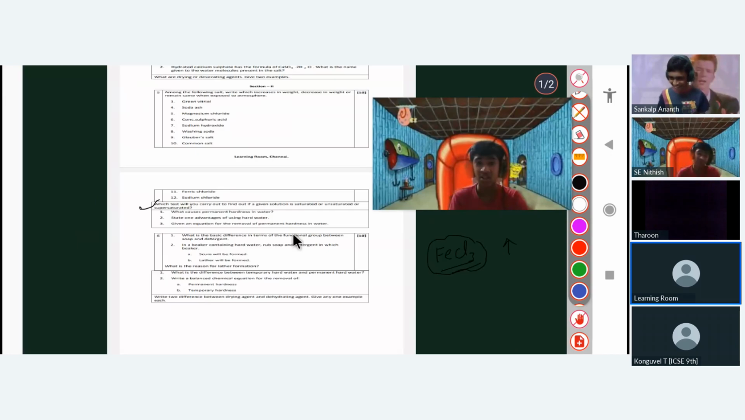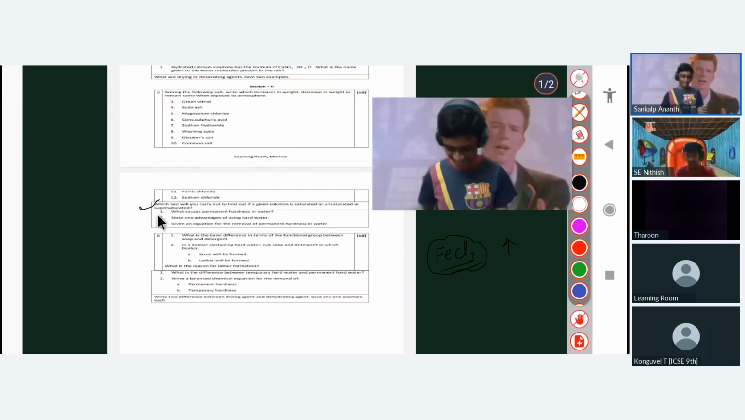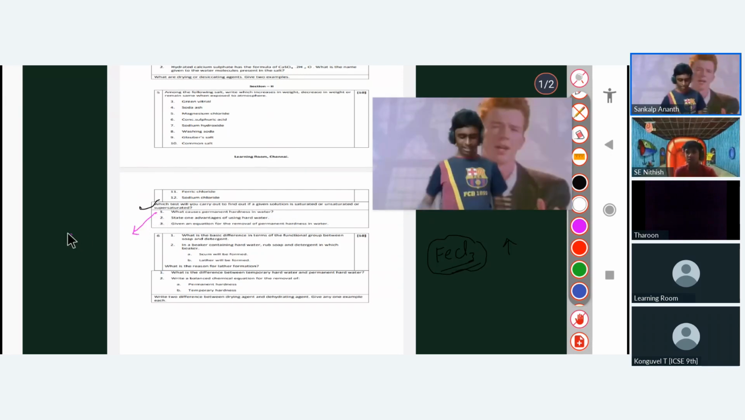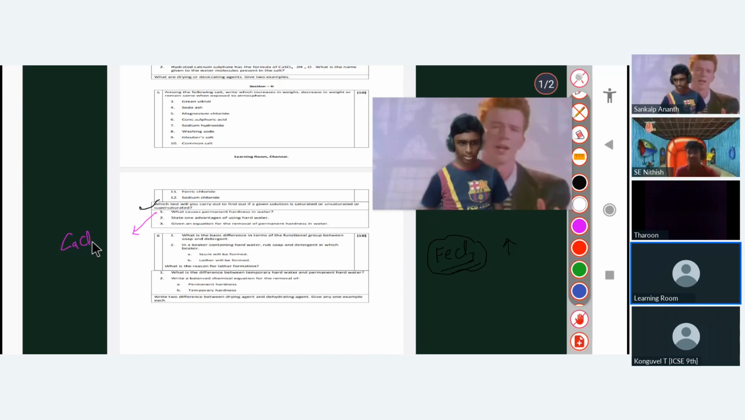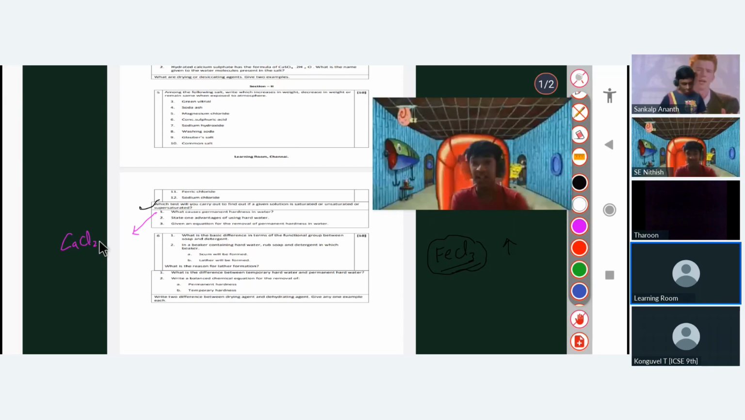Okay, tell me the next question. Sir, what causes permanent hardness in water? It's the chlorides and sulfates of calcium and magnesium. Exactly. You can just write the salts of calcium and magnesium simply. If you write calcium chloride, calcium sulfate, that is also correct.